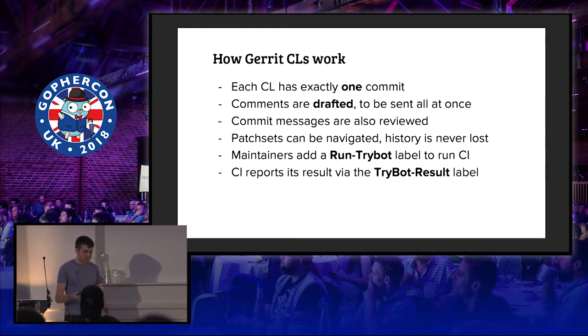And as I said earlier, patch sets can be navigated, and you can see the differences between multiple versions of a CL. And we use a Run-TryBot label, which means we should run CI on the CL. I assume this is because otherwise people would abuse the system. And then the TryBot-Result is another label that is used to report whether or not CI is happy with a CL.